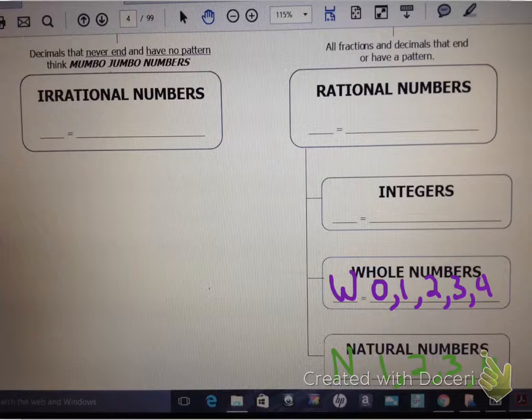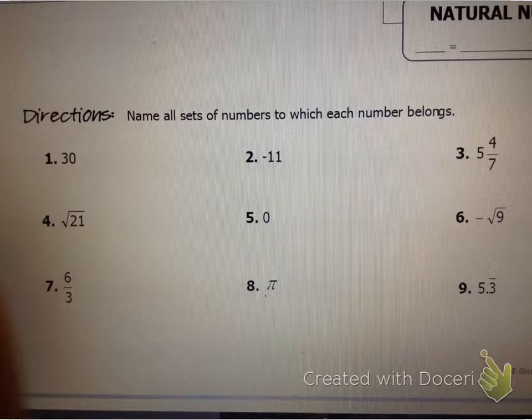So then when we're looking at some of these and trying to figure out, we can look at this and say, okay, 30. It's wanting you to list all sets of numbers to which each number belongs. So don't just go to the one and only it is. Make sure you list all. Okay, so we start at the top. Is it a real number? Yes, it's a real number, so we put an R.